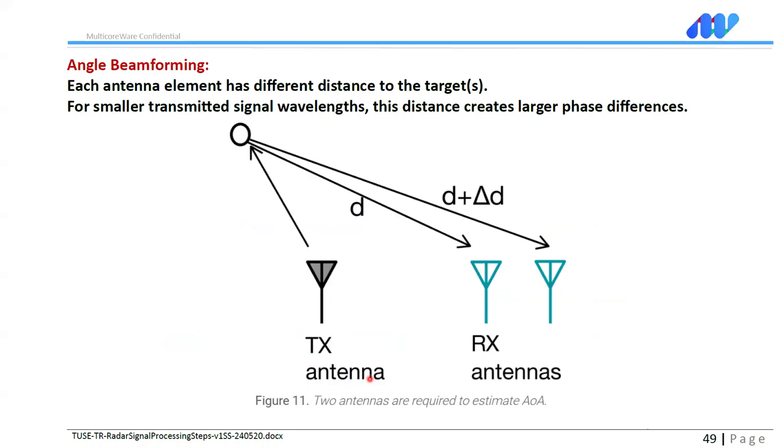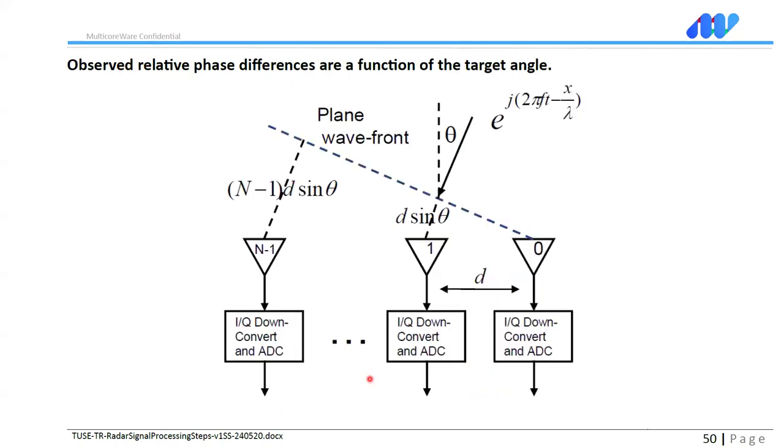Each antenna element has different relative distance to the target. For smaller transmitted signal wavelengths, this distance creates larger phase differences. So for the same amount of phase differences to be observed, you need smaller antennas, and you operate at larger frequencies. And that's what happens. Your frequency increases, your antennas, as you can see, get smaller and smaller for this purpose. And let's continue. One more.